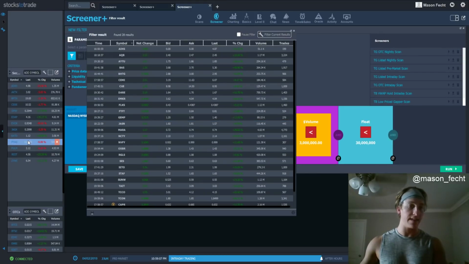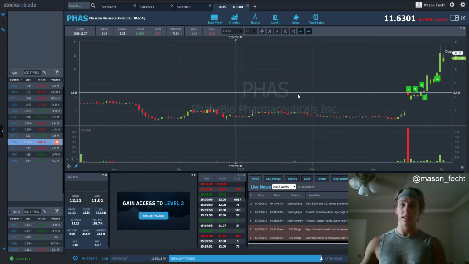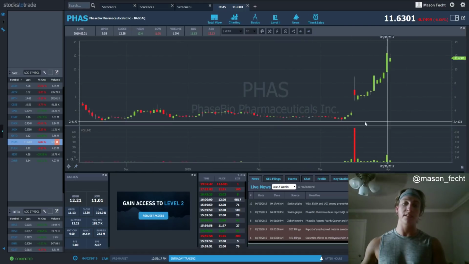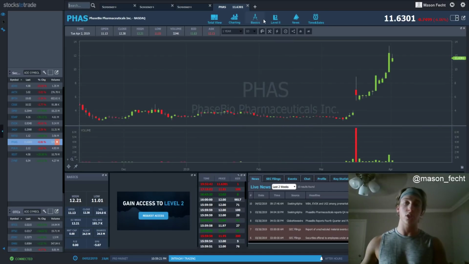NXTD, we added that during the scans. PHAS, it's a very clean chart, so I'll leave it for now. The problem is the volume is very low, but I'll leave it for now just because the chart is very clean. I'm curious to see if I can learn something from this stock.